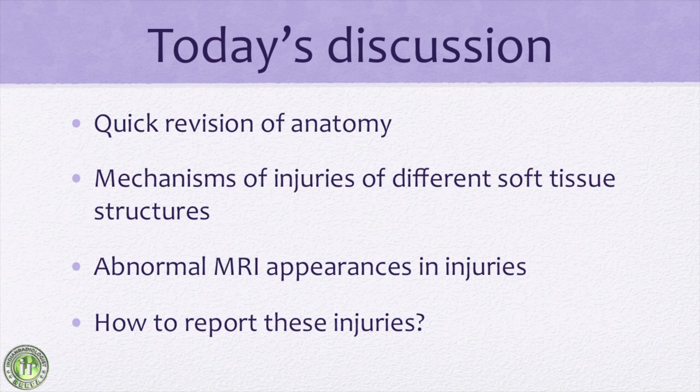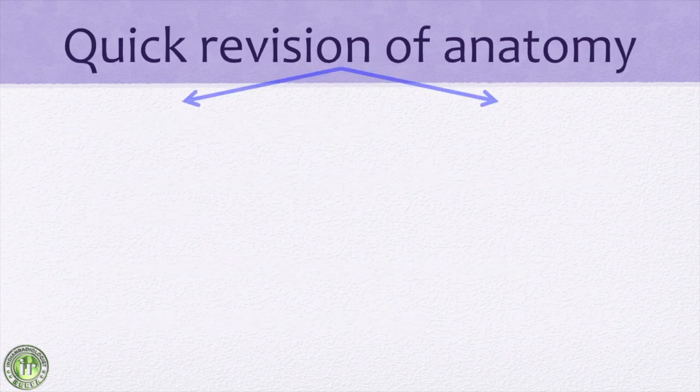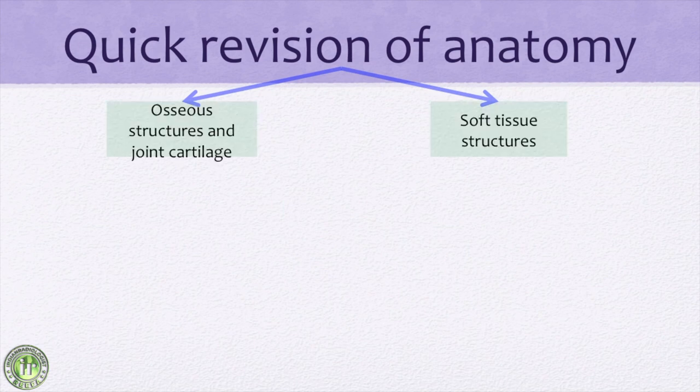So in today's session, for every injury, we will discuss a checklist of the points that you need to mention in your report. So let's begin with the anatomy. Like any other joint, you have osseous structures, the joint and the cartilage within the joint, and you have soft tissue structures. Now, since we are predominantly concentrating on MRI appearances of these injuries, we will look at the soft tissue injuries in today's session.